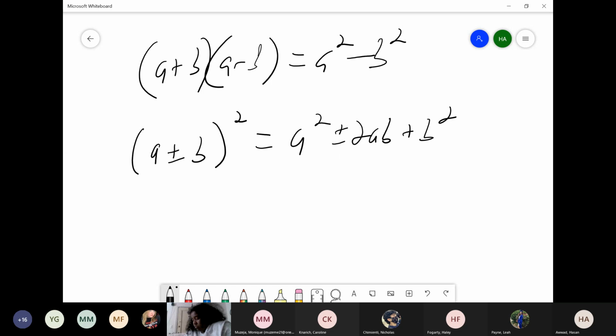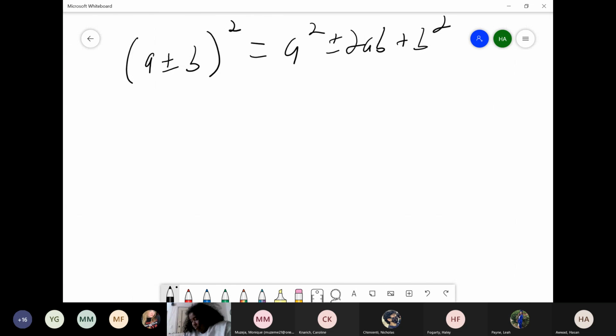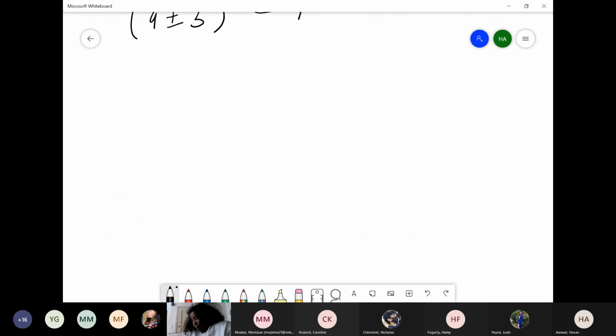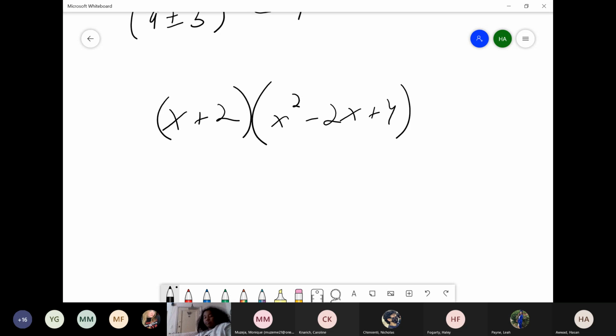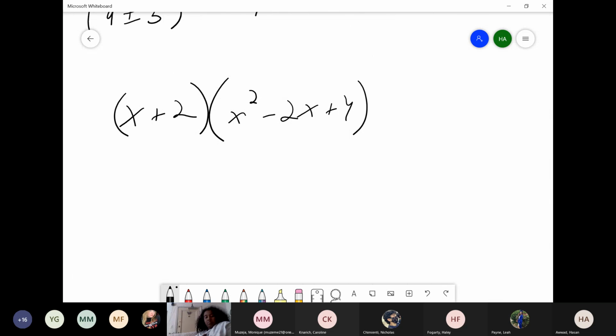But there's also, we briefly discussed cubes, whether it was sum of cubes or difference of cubes. And I just want to give a little bit more practice on that before we're done with these so-called blueprints. Okay, so what I want to do is look at this example. Let's say we had the following: x plus 2 times x squared minus 2x plus 4. And I said, okay, I want you to go ahead and expand this or multiply this throughout, right?